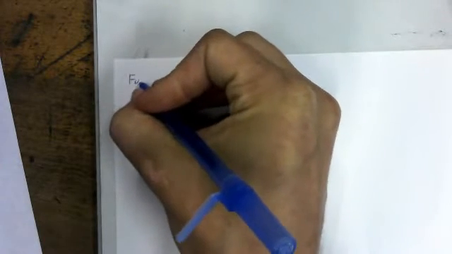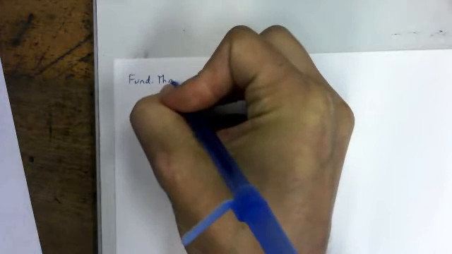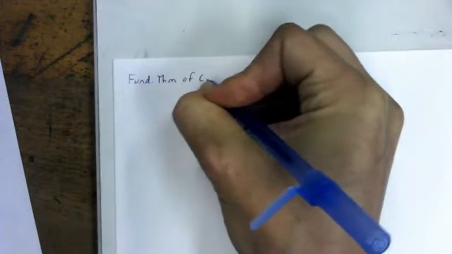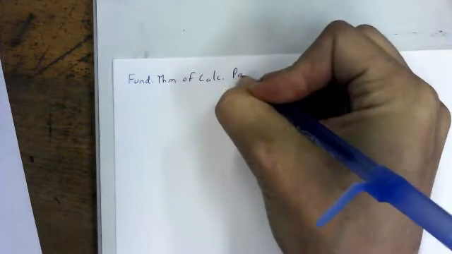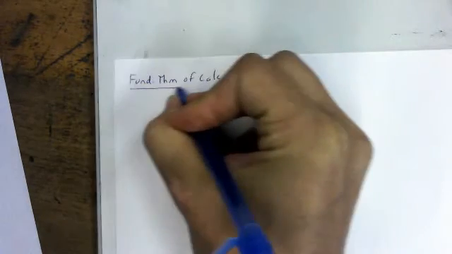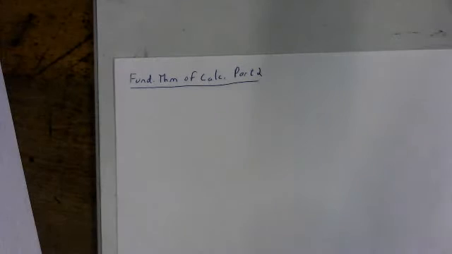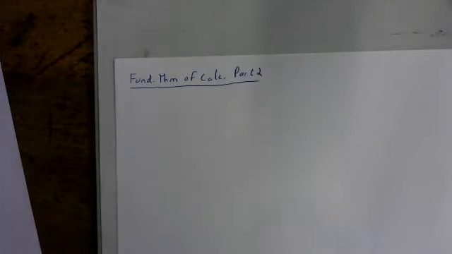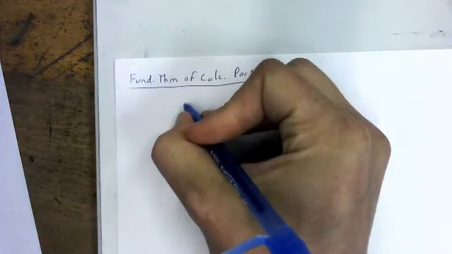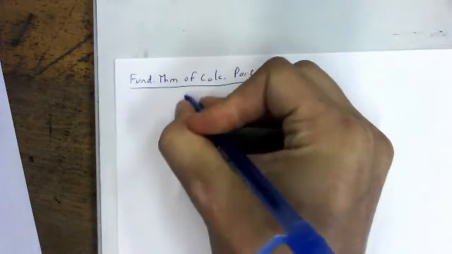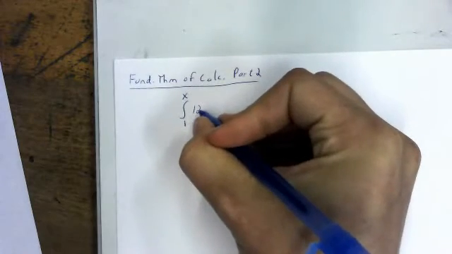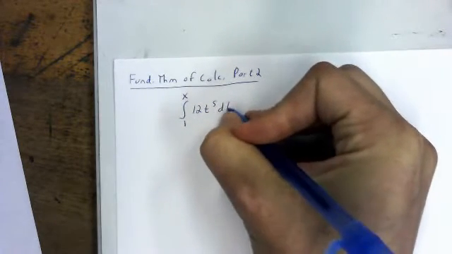Good morning. So today we have to discuss the next topic, which is the fundamental theorem of calculus, part 2. It's a relatively simple idea. For example, what if I said take the integral from 1 to x of 12t to the 5th dt?